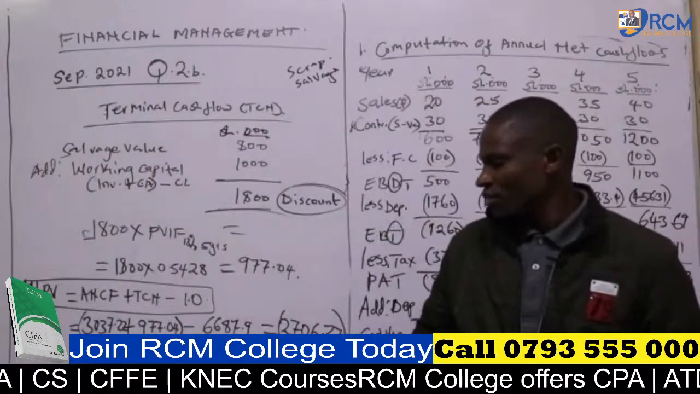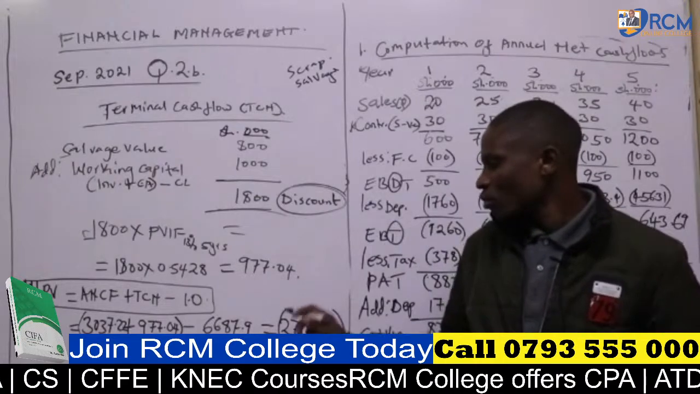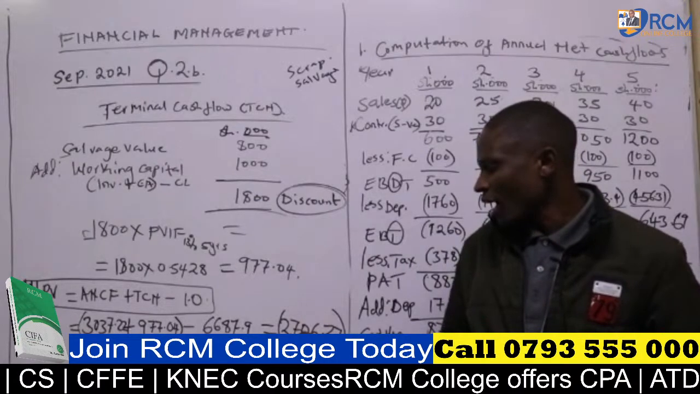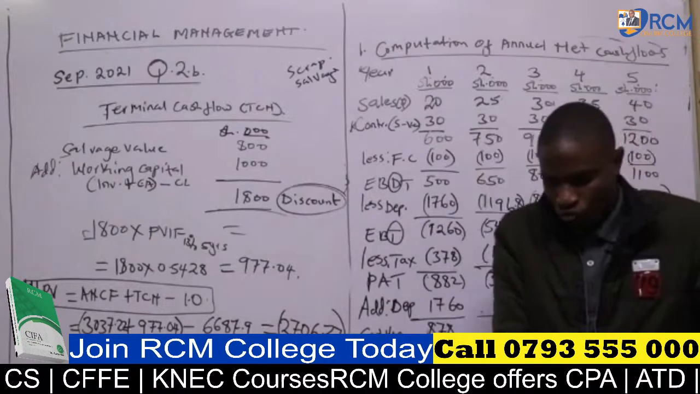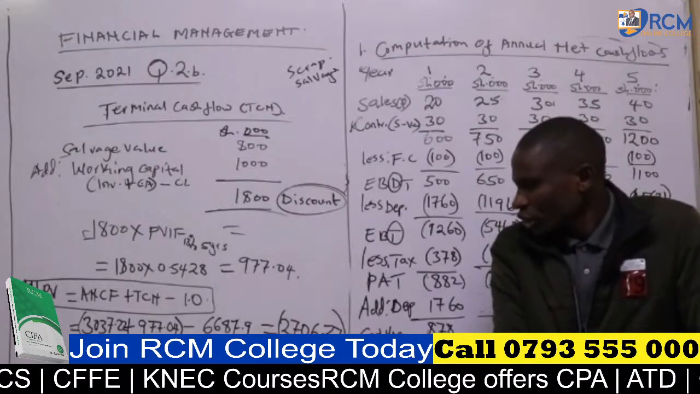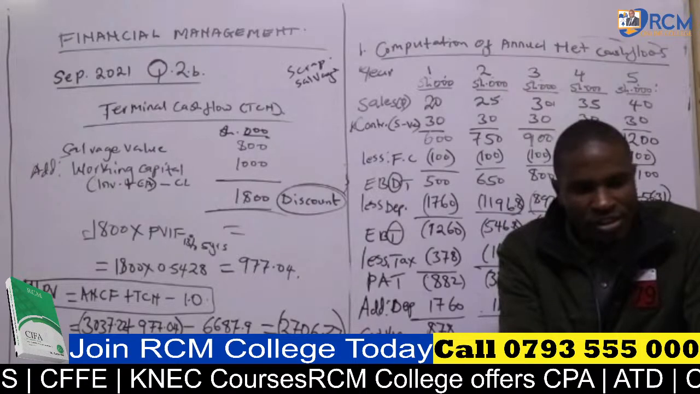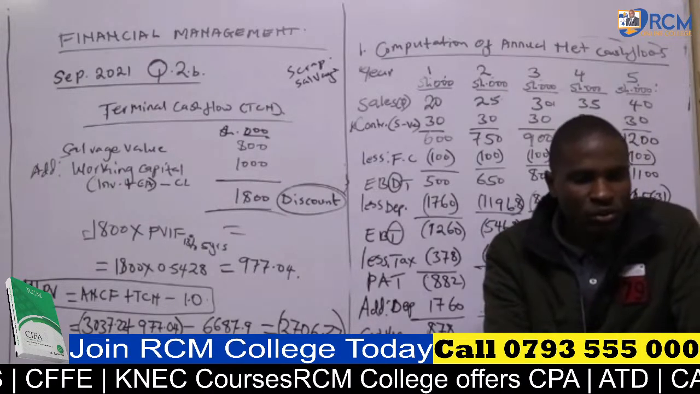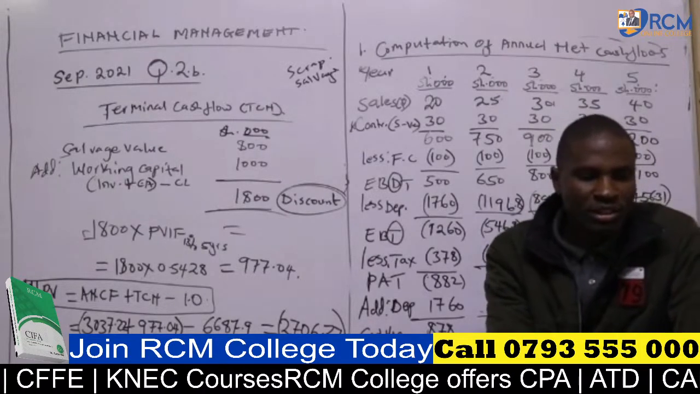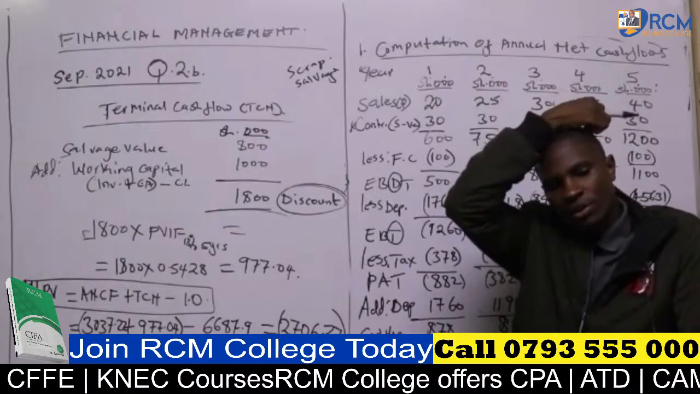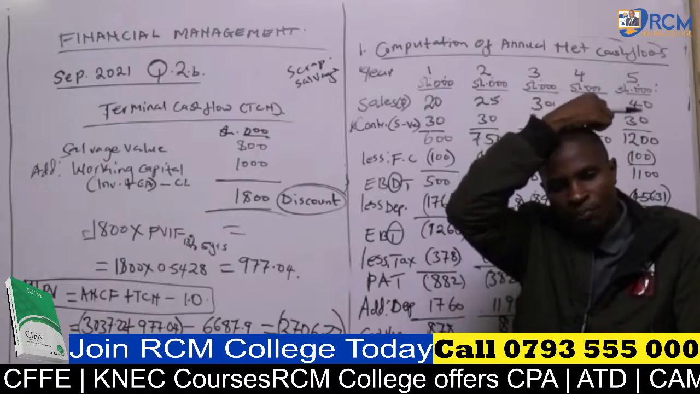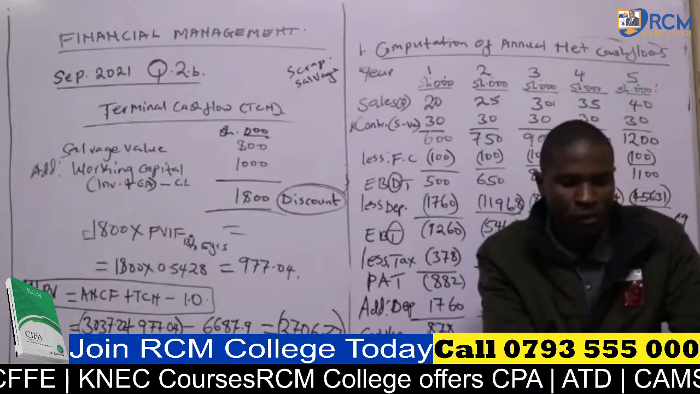Of course, if they consider the project, they are going to incur a loss of 2,706,270. So class, are we together? Tuko pamoja hadi hapo?